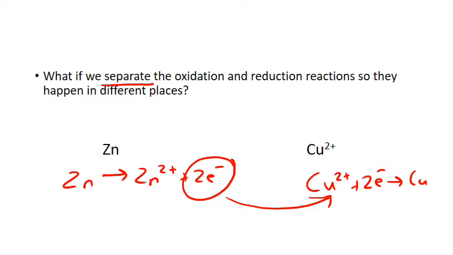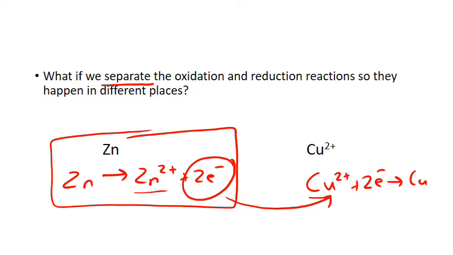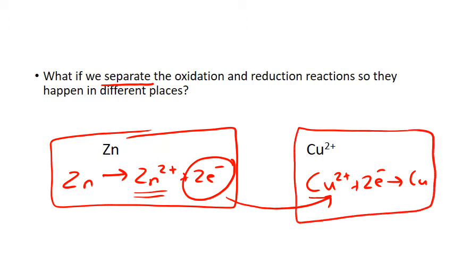And since electrons can travel in wires, it's possible to have zinc in one spot. We'll need some sort of solution so these zinc ions can go into solution. And to have copper in a different spot, I'll need some sort of solution of copper ions and some sort of electrode so that I can join it to this one to make a path for the electrons. But theoretically, I should be able to have the oxidation reaction and the reduction reaction happening in different places, as long as I provide a path for the electrons to move across.